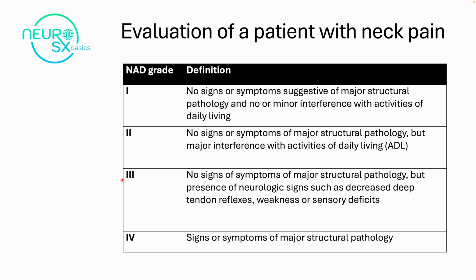In grade 3, there again are no signs or symptoms of major structural pathology, but you do have the presence of neurologic signs, such as decreased deep tendon reflexes, weakness, or sensory deficits. And grade 4 is when you have the signs or symptoms of a major structural pathology. So that's NAD grades 1, 2, 3, and 4. 1, you don't really have any significant problems. 2, you're affecting the activities of daily living. In 3, you have neurologic signs, and in 4, you have signs and symptoms of major structural pathologies.